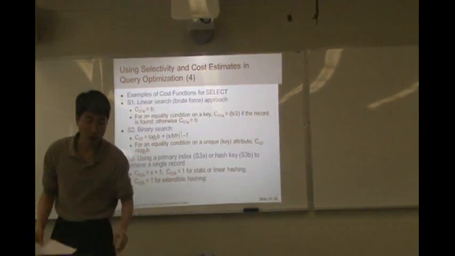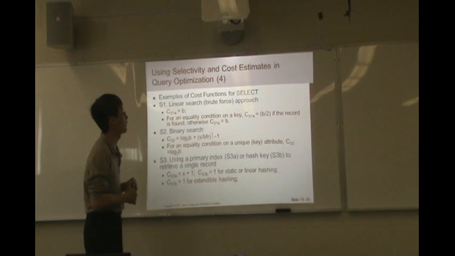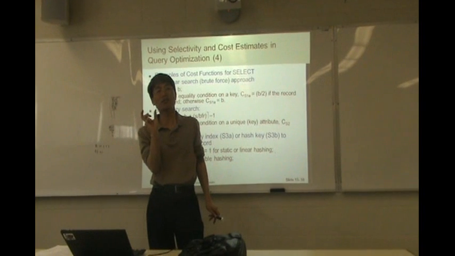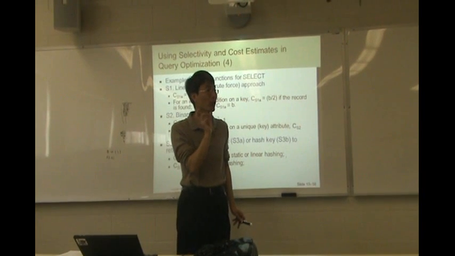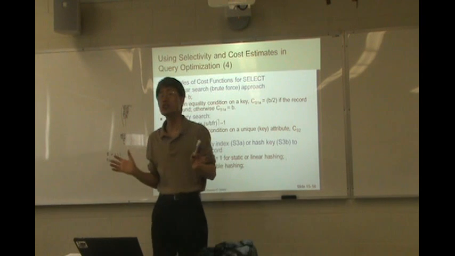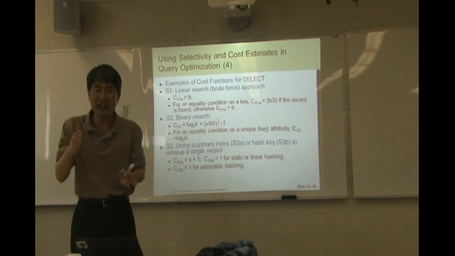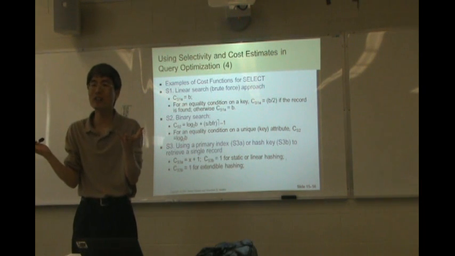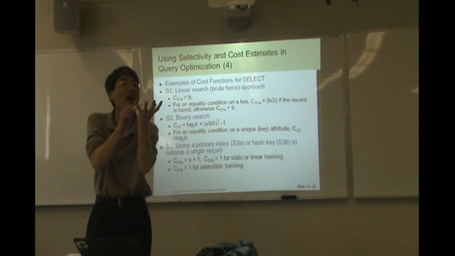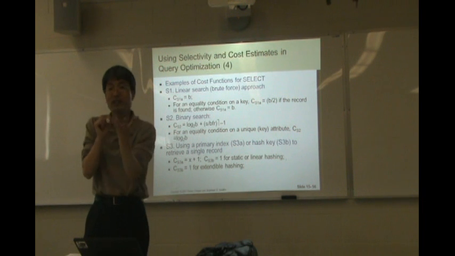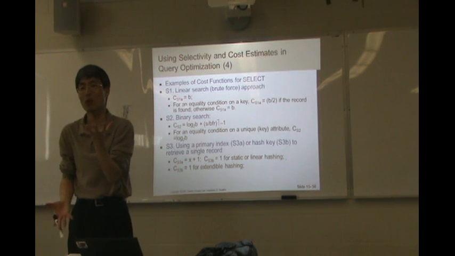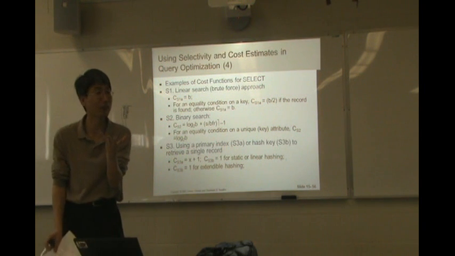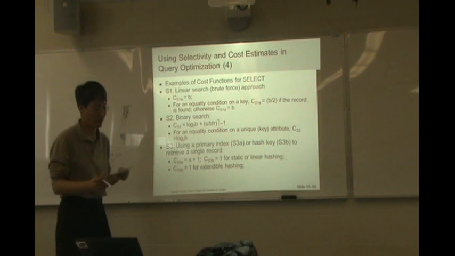Okay? One more thing you need to keep in mind is this is not the exact value. It's the best estimation. There's no way to know until you really access the data. It's very hard to know exactly how many I/Os are needed. This is the best guess, or educated guess. Not a random guess. So this is the best estimation.